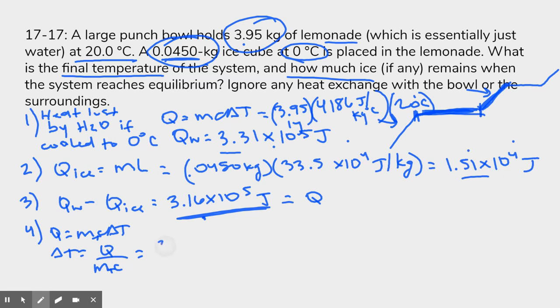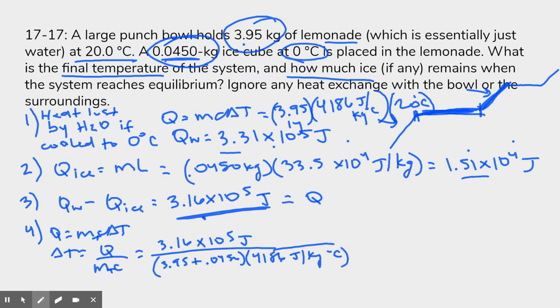So the Q is 3.16 times 10 to the fifth joules divided by the total mass, which is 3.95 plus 0.0450, which I'm going to write out so you don't get confused, times C. Okay, so the ice has melted at this point, so we can use the C value for water, and that's joules per kilogram degrees Celsius. So our delta T is 18.9 degrees Celsius.